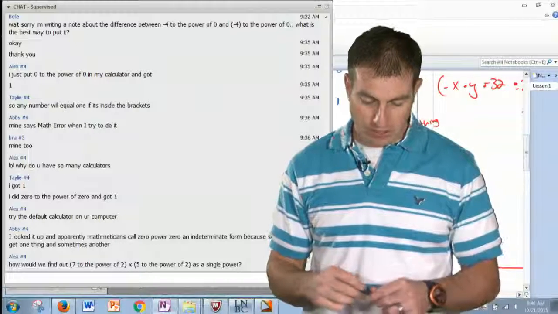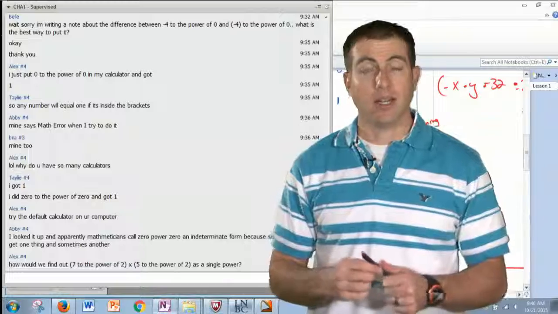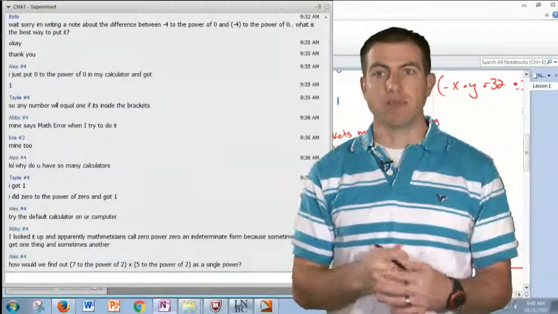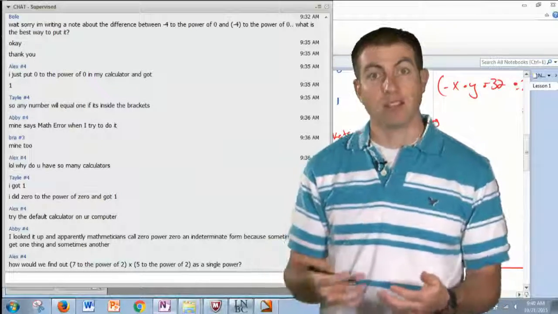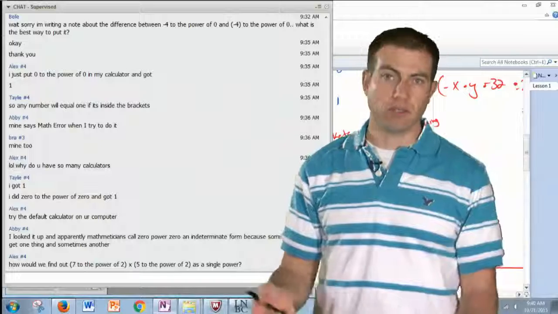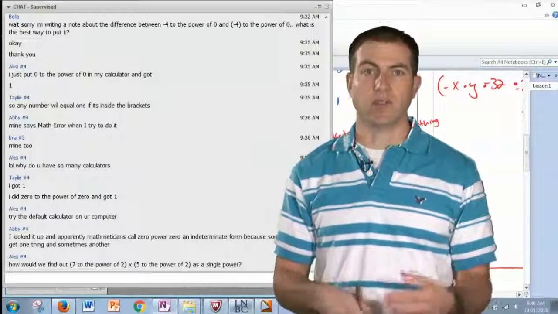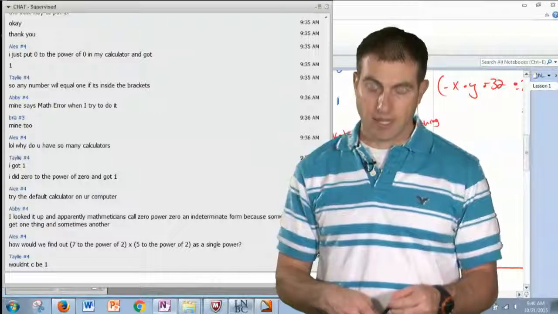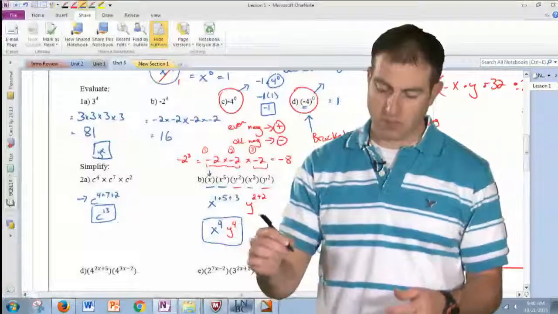Alex, how do we find 7 to the power of 2 and 5 to the power of 2 as a single power? You couldn't, because they have different bases. We can't combine them together. Because they're numbers to a power, we could actually just evaluate. We could go 7 to the power of 2 is 49, and 5 to the power of 2 is 25, and add 49 and 25 together. We could do it that way, but that wouldn't help us very much.